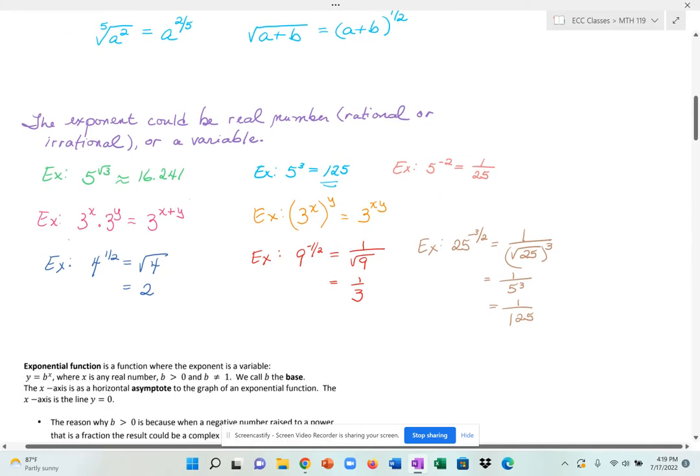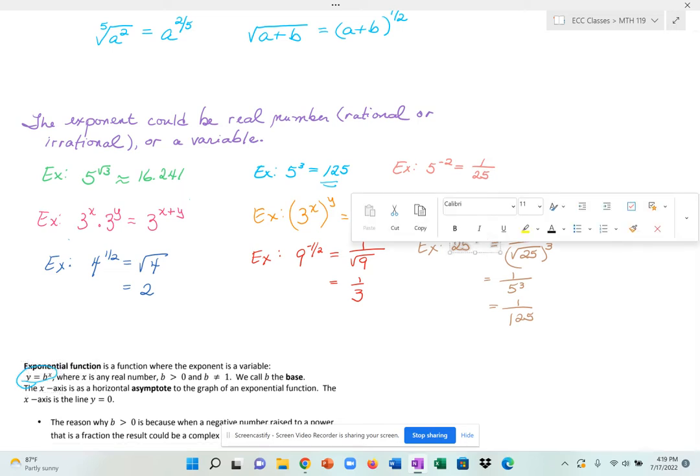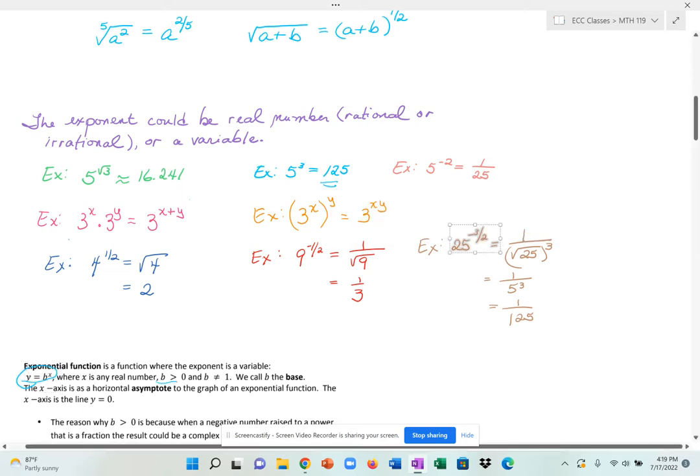So what's an exponential function? It's a function where the exponent is a variable, such as y equal b to the x. But your base has to be a positive number and it cannot equal 1. So it could be any positive number except for 1. We call b the base. The x-axis in an exponential function is a horizontal asymptote to the graph. And remember, the x-axis is stated as the line y equal to 0.